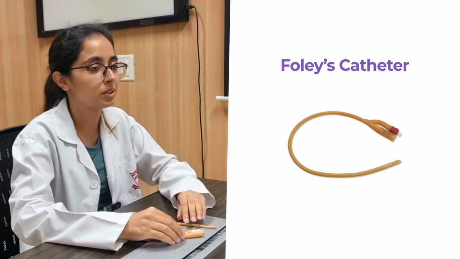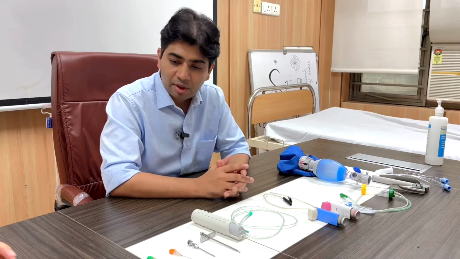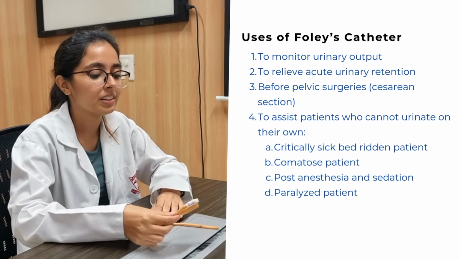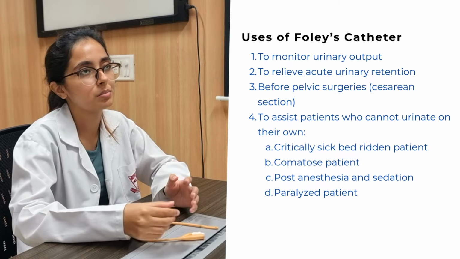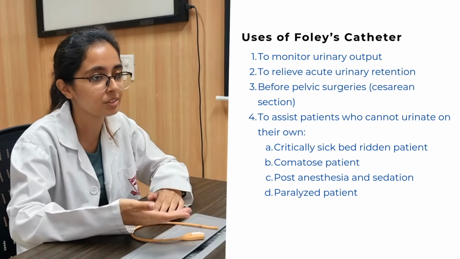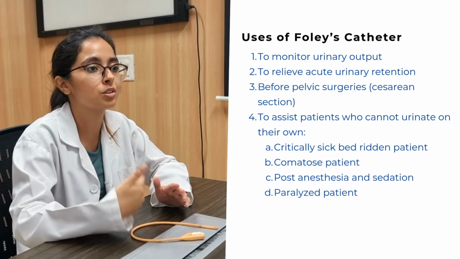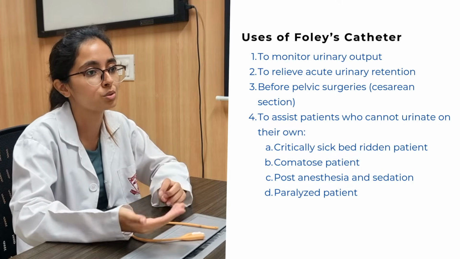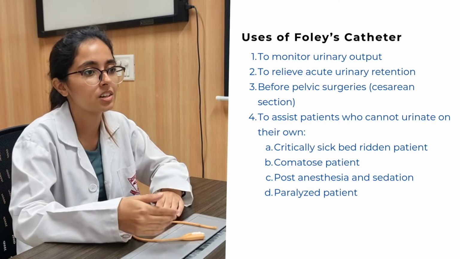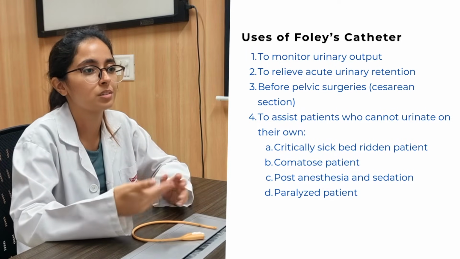So this is a Foley's catheter. Okay. And name some indications to put a Foley's catheter in a patient. So it's mainly used to drain the bladder, which can be in many situations. For instance, if we have to monitor the urinary output or there's some acute urinary retention, it can be used to relieve that.